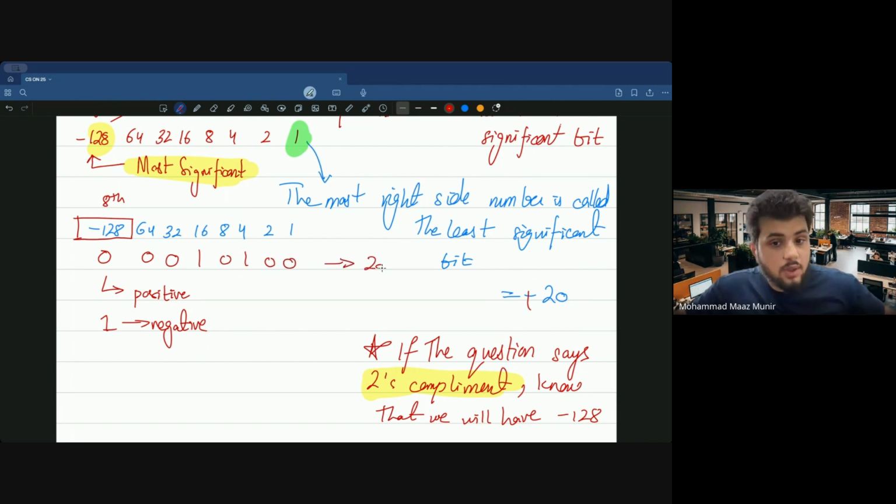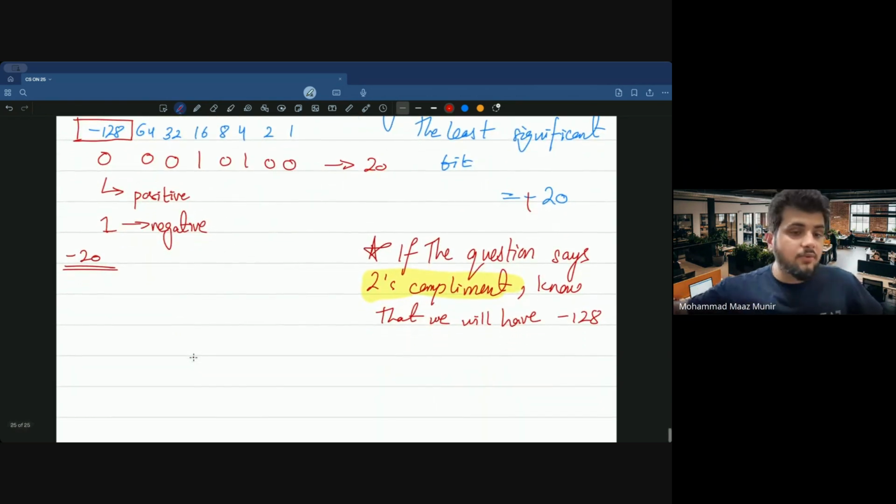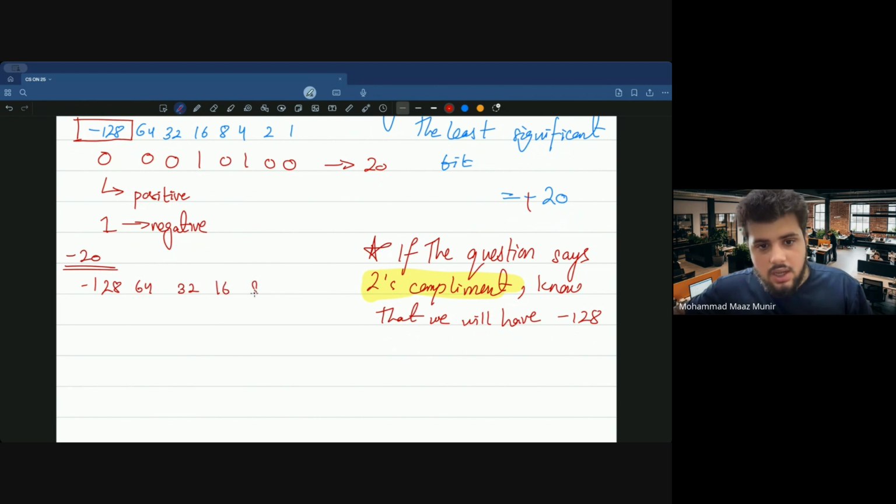Now this is positive 20. But now let's say I want to do negative 20. How am I going to do that? For negative 20, it's important: first of all, turn on negative 128. It's going to be 1 under the minus 128. Why not write it again? Minus 128, 64, 32, 16, 8, 4, 2, 1. So we will have a 1 up here, which means that we are dealing with negative numbers.